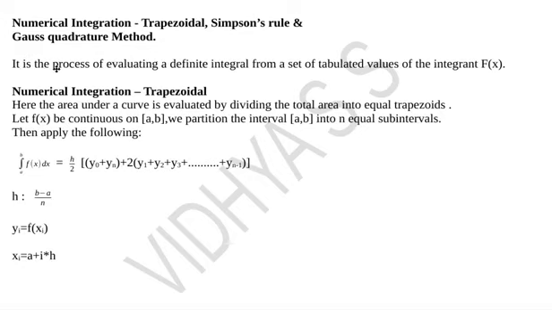Numerical integration is the process of evaluating a definite integral from a set of tabulated values of the integrand f of x. In the trapezoidal method, we divide the area under the curve into n equal trapezoids. That is, if our function f of x is continuous in the interval a to b, we can partition the interval a to b into n equal subintervals by applying the following equation.